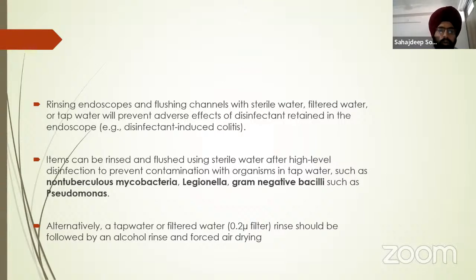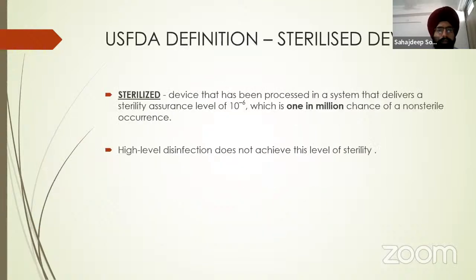Rinsing of the endoscope should be done with sterile water ideally to prevent contamination of the endoscopes with organisms in tap water such as non-tuberculous mycobacteria, Legionella, and gram-negative bacilli such as Pseudomonas. If sterile water is not available, then alternatively, after rinsing with tap water, the endoscope should be rubbed with an alcohol rinse or forced air drying should be done.